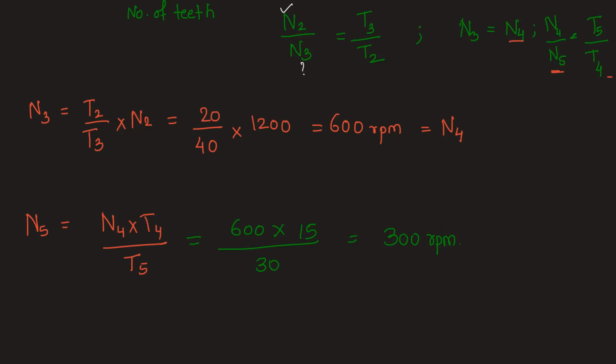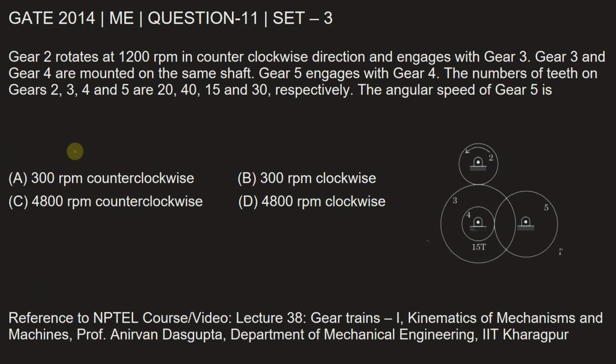Let's go back and mark the correct option. It is 300 RPM, but whether it is clockwise or anti-clockwise, that we will have to determine here. So as gear 2 is moving anti-clockwise, it will cause the rotation of 3 to be clockwise. Now 3 will be clockwise, hence 4 will also be clockwise.